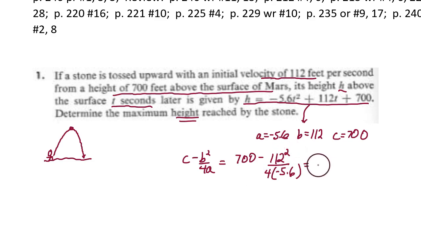The answer for the y value of the vertex point is 1,260. And that y value is representing height, which is measured in feet in this question. So here's the maximum height of a stone thrown on planet Mars.